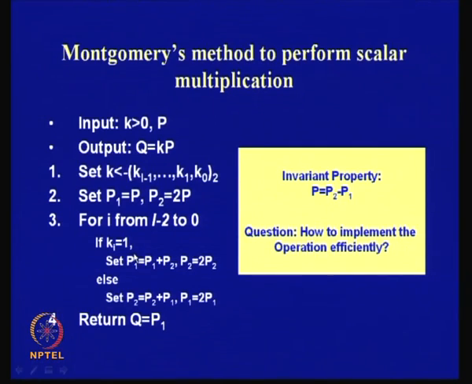But if this ki is 0, then you are actually adding in the P2 register, while you are doubling in the P1 register. So, you see that whether ki is 1 or whether ki is 0, P2 minus P1 is always invariant. P2 minus P1 here is 2 P2 minus P1 plus P2, which is P2 minus P1. Similarly, here P2 minus P1 is also P2 plus P1 minus 2 P1, which is again P2 minus P1. So, therefore, P2 minus P1 is actually an invariant for this algorithm.